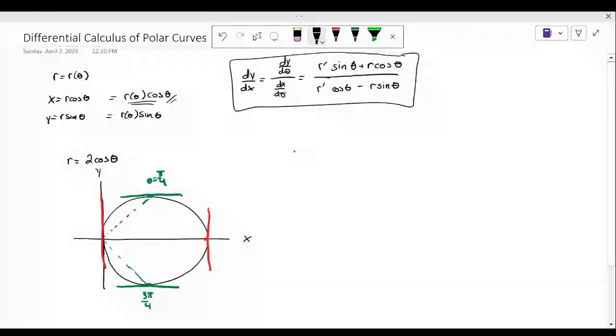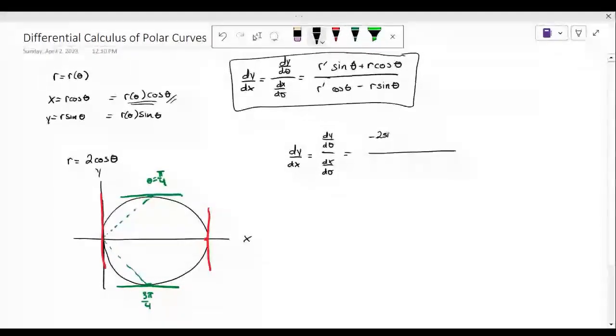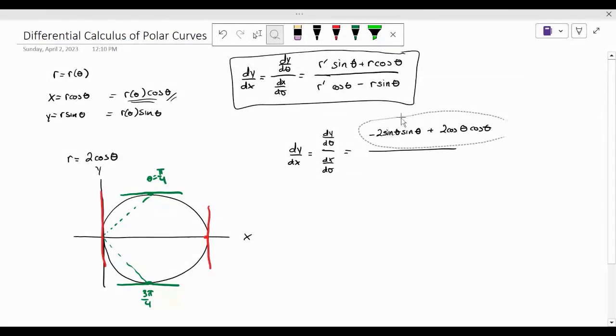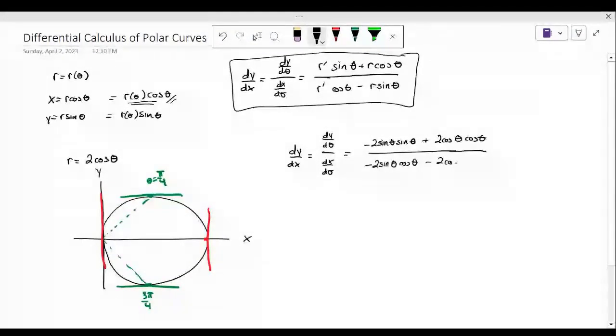We can just use our formula for dy dx. If you'd like dy d theta, we can compute. Oops. And then dx d theta. All right, r prime times sine, r times cosine. Right. And then dx d theta, r prime cosine, minus r sine.